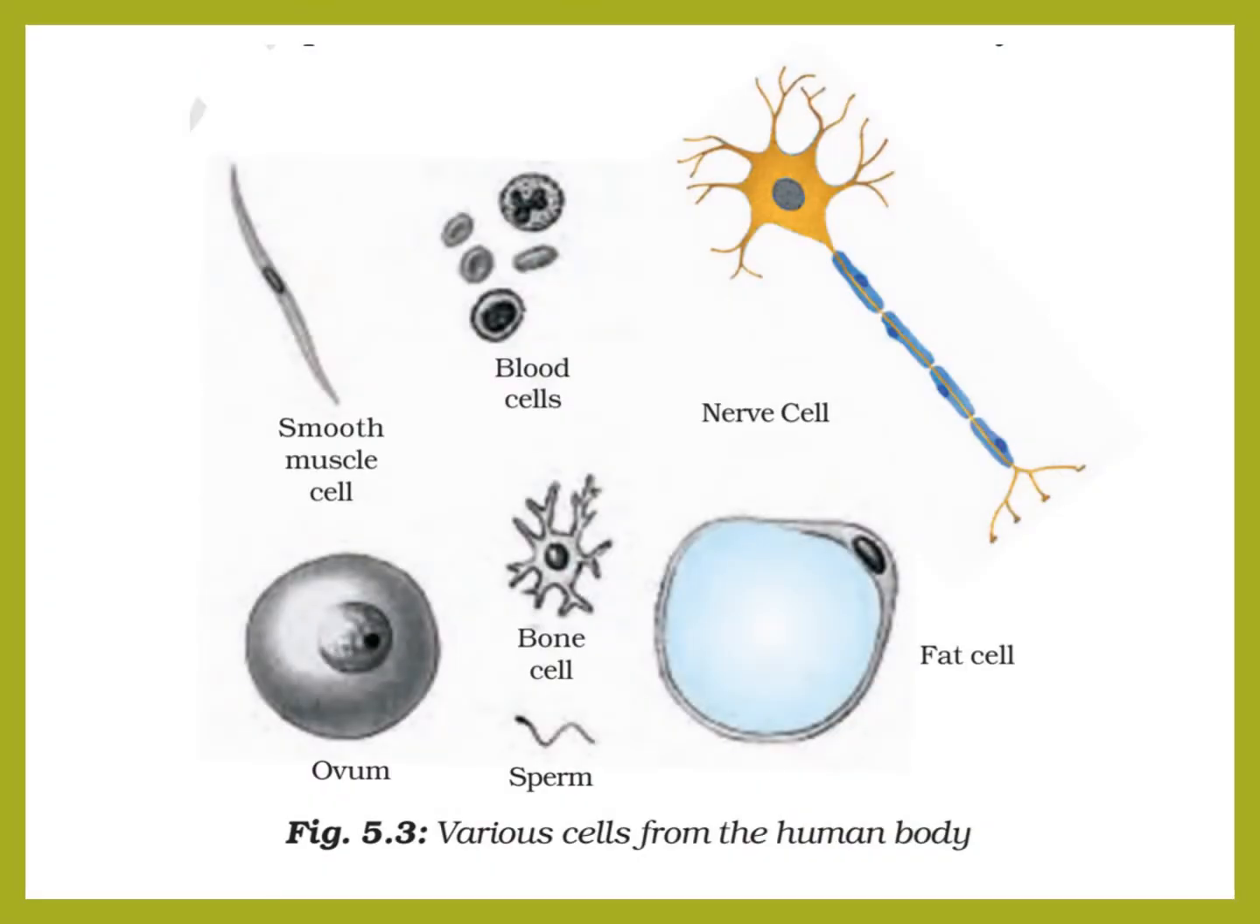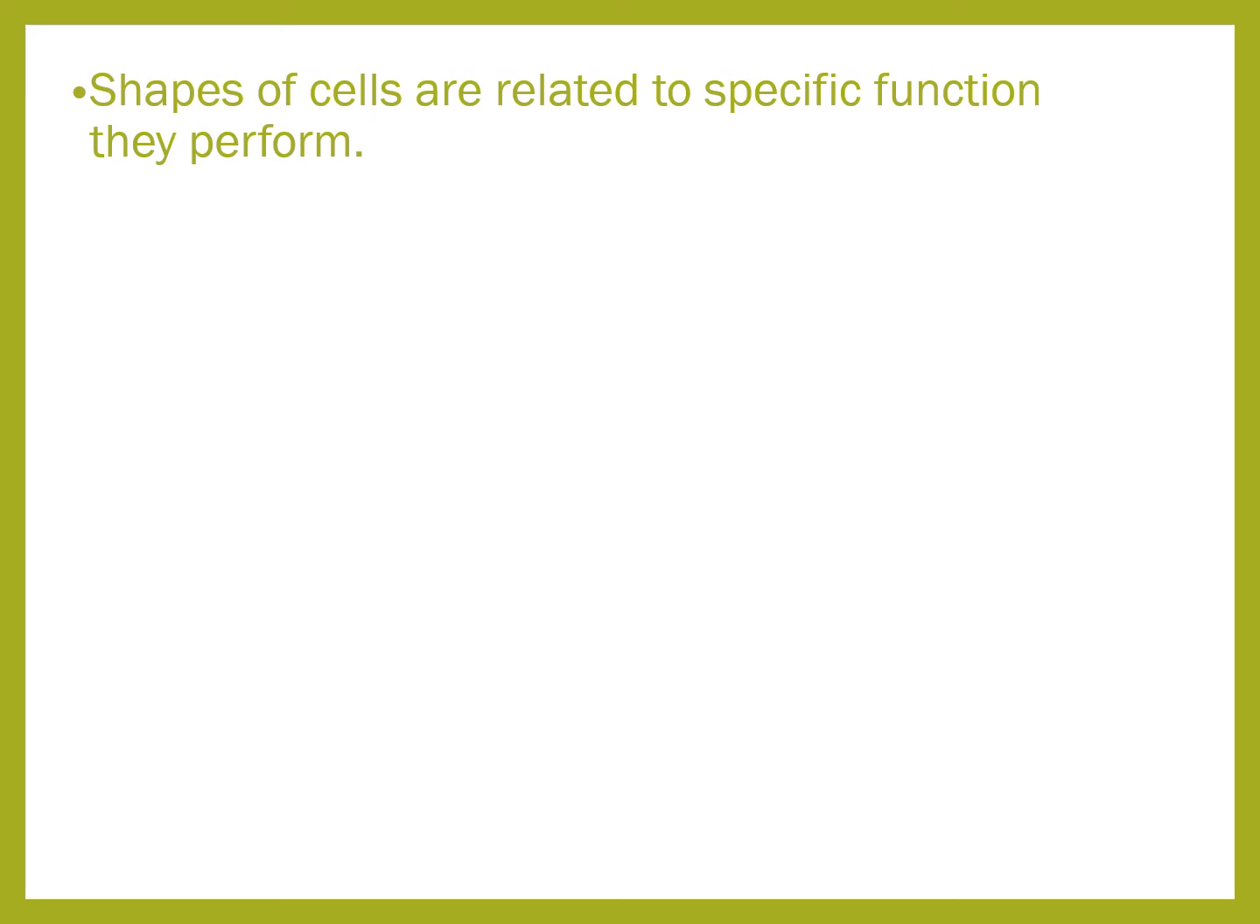These are the different types of cells that are found in the human body. Here we can see a smooth muscle cell, blood cell, nerve cell, which is supposed to be the longest cell in the body. This is a fat cell, bone cell, and ovum or the egg. Now, in the previous slide we have seen all the cells were not of the same shape. Different cells had different shapes. So the shapes of cells are related to the specific function they perform.